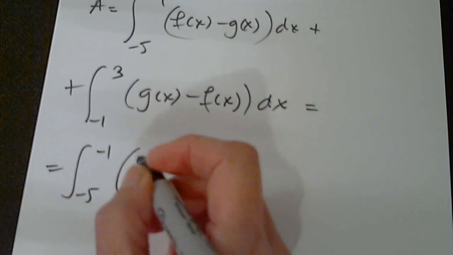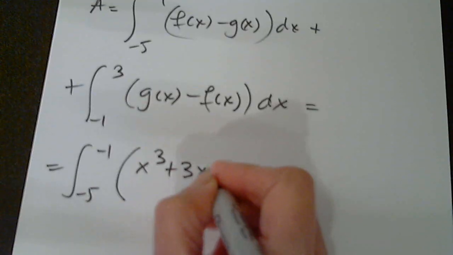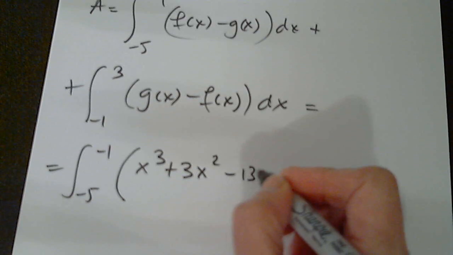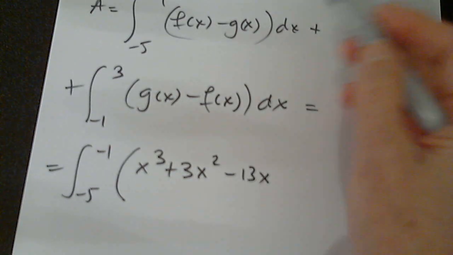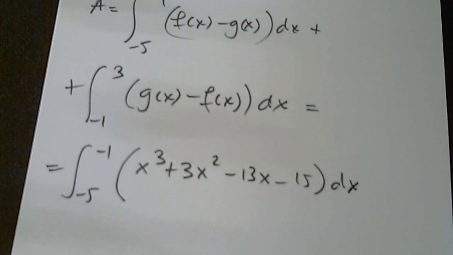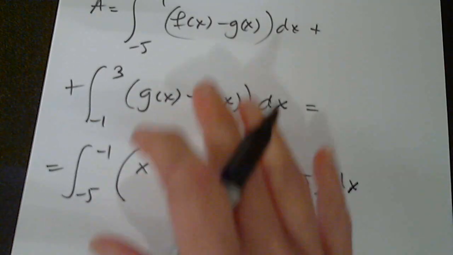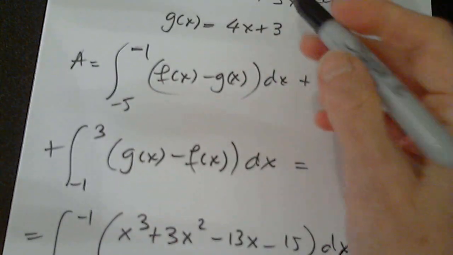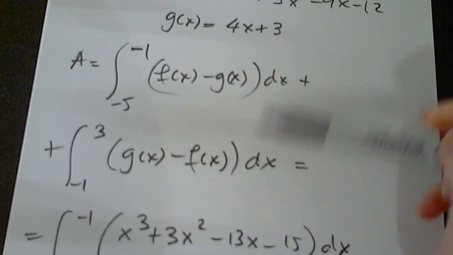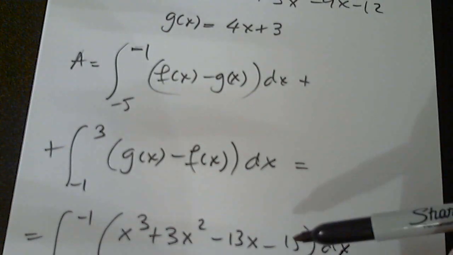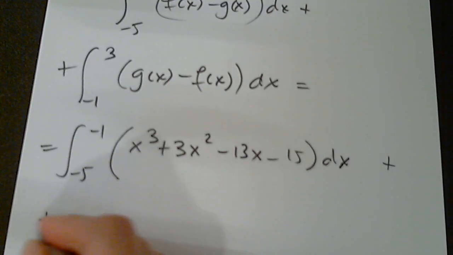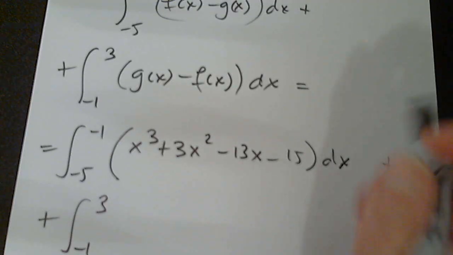So I have x cubed, I have plus 3x squared, I have minus 9x minus 4x, which is negative 13x, and then I have negative 12 and minus 3, which is negative 15 dx. Let's take a moment and see if this is clear. So this minus this, x cubed plus 3x squared, minus 9x minus 4x is negative 13x, negative 12 minus 3 is negative 15. Plus the integral from -1 to 3.